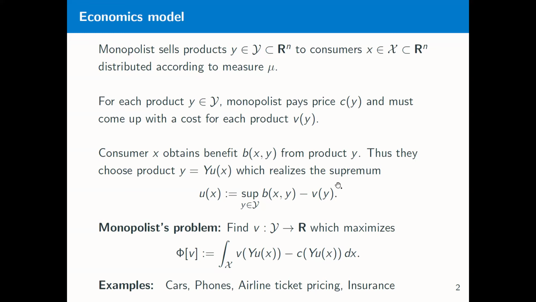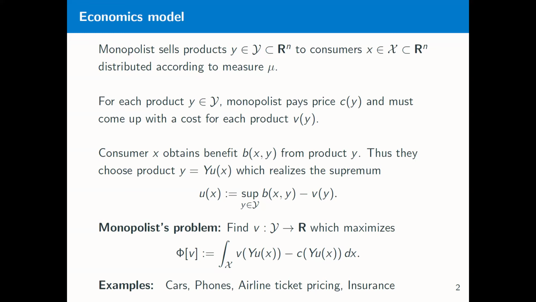A monopolist wants to do, obviously, is maximize their profit. So the monopolist is going to buy that product, Y, for some price C of Y. And their goal is to come up with a price for that product. That price is going to be denoted V of Y.